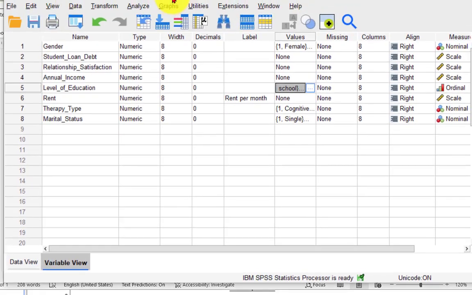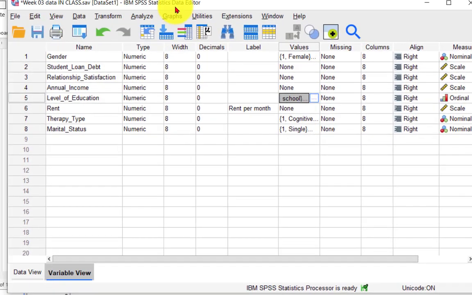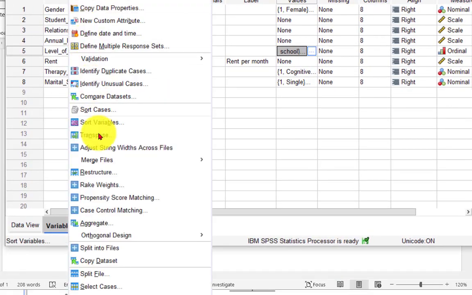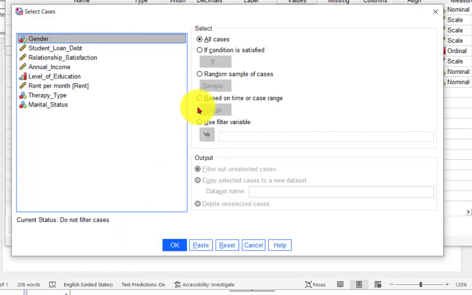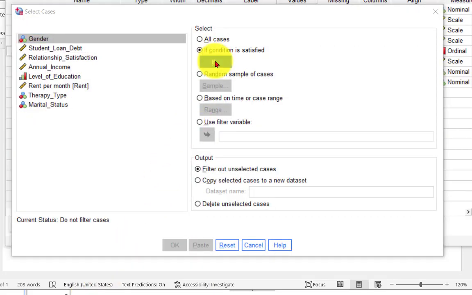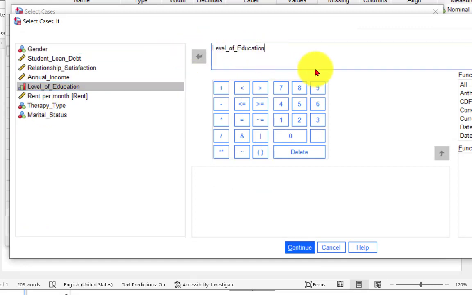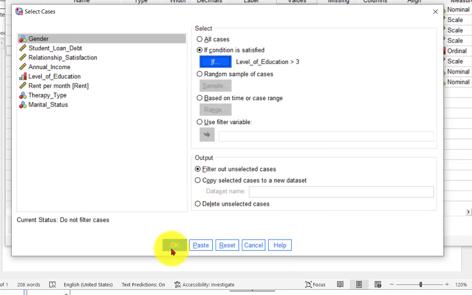We're going to go, again, to data, and all the way down to the bottom is select cases. If condition is satisfied, click on that. So level of education, we're only going to use those values that are greater than 3, right? 1 was some high school, 2 was high school diploma, 3 was some college. So that means we don't want to use those. We want to use any level that's greater than the number 3. So that's 4, 5, and 6. Okay. So that's what we're going to do.